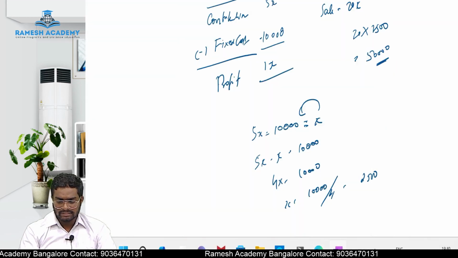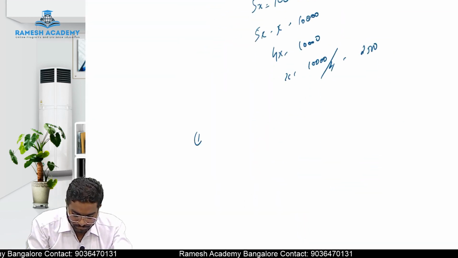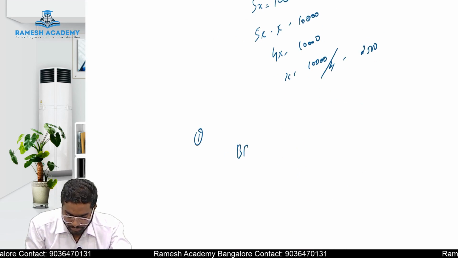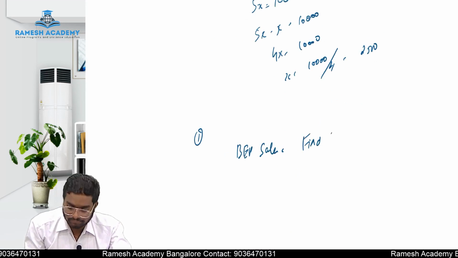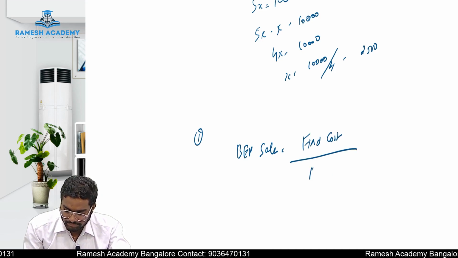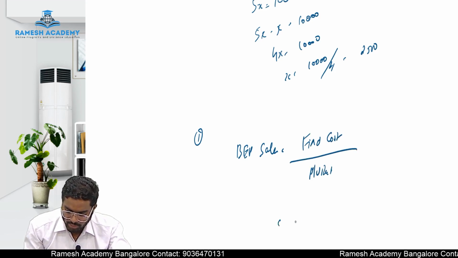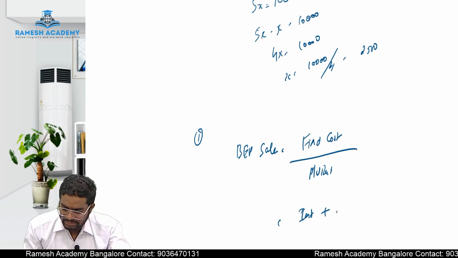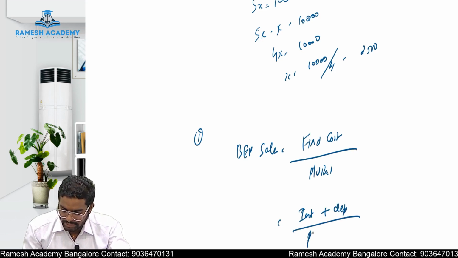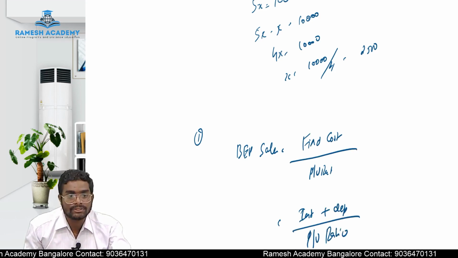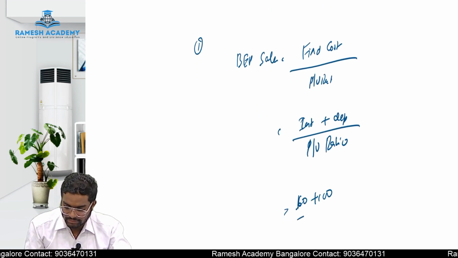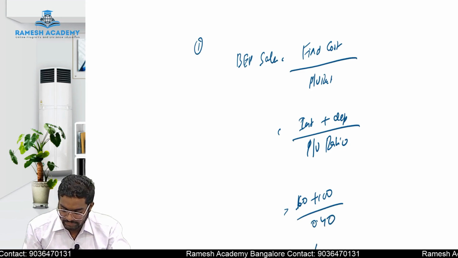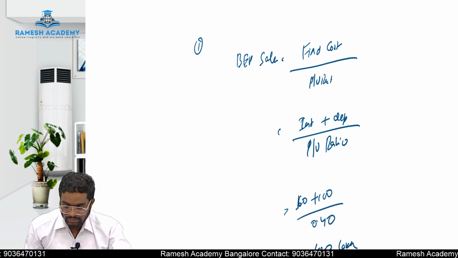So I will write the answer. BEP sales is nothing but fixed cost divided by the PV ratio. Here I have my fixed cost, that is interest plus depreciation, divided by PV ratio. Here I have 60 plus 100 divided by 0.4, which is nothing but 400 lakhs. Simple.